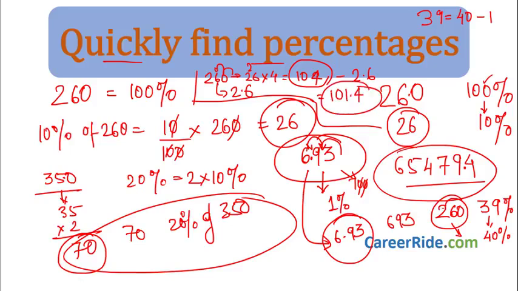This is 39% of 260. See how orally and very quickly we were able to find out what is 39% of 260. Otherwise you will have to do longer divisions and all that stuff.